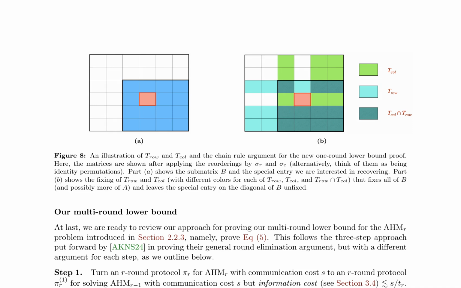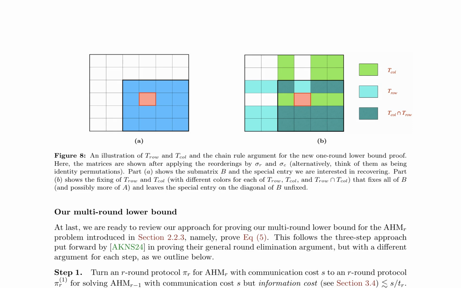The authors present a three-step approach to prove this lower bound, following the general round elimination argument introduced by AKNS24. However, their approach differs from AKNS24 in the nature of the direct sum argument used in Step 1 and the compression technique used in Step 2.